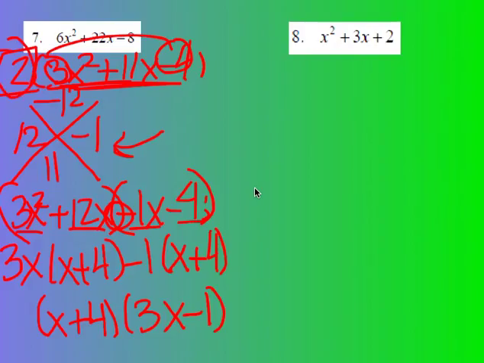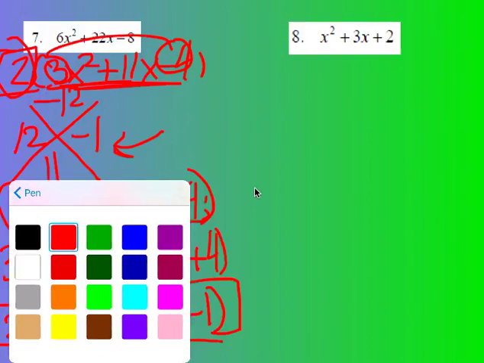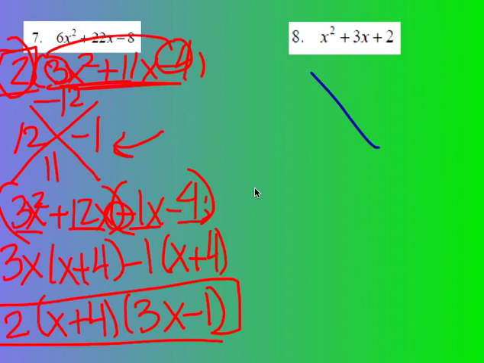And my last step is I need to remember that little sister from the beginning of the problem. So that 2 is going to be multiplied on the outside of that entire equation. So let's go ahead and take a look at number 8. For number 8, we're going to be multiplying to 2 and adding to 3.